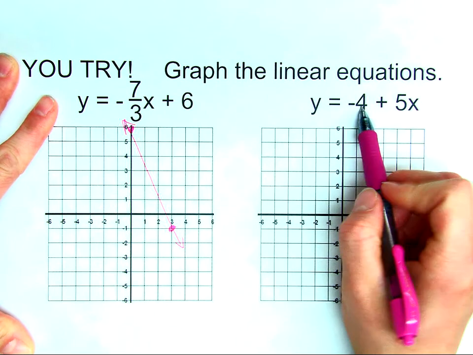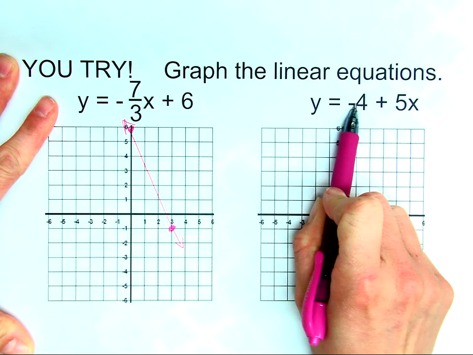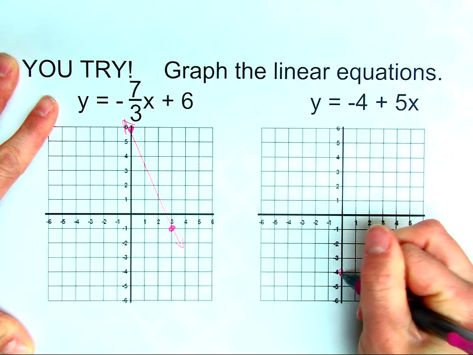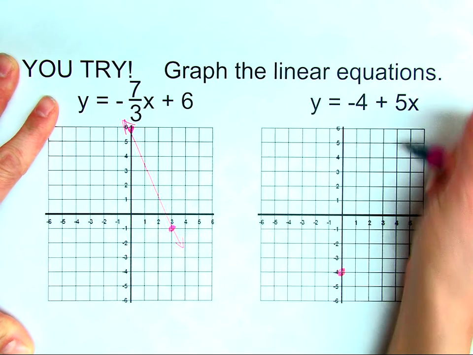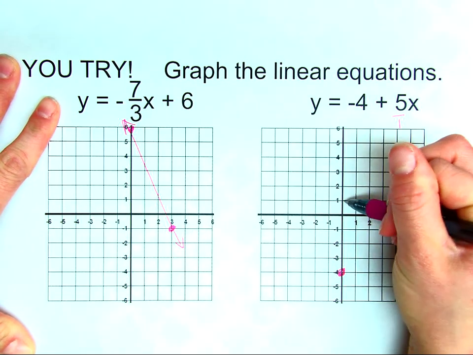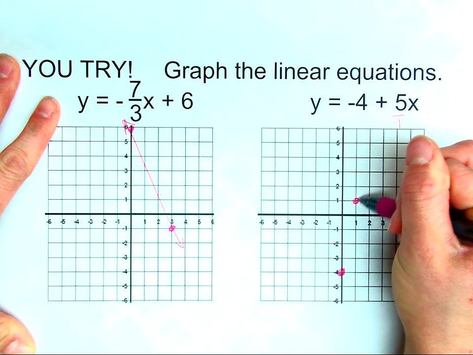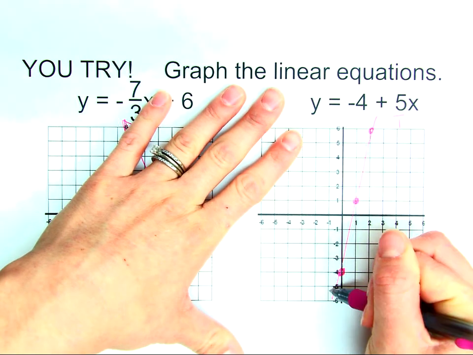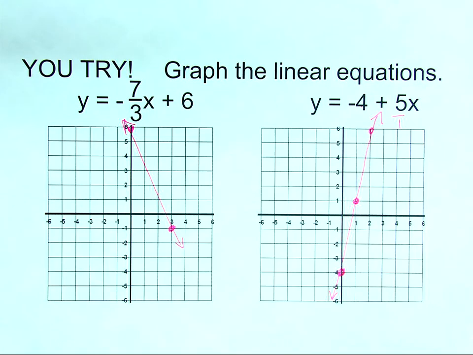Okay, here I tried to trick you. I switched these around. So your y-intercept is the -4. It's the number without the x. So go to your y-axis. Slope's 5/1. I can't go down 5, so I'm going to go up 5 and to the right 1. Up 5 to the right 1. Voila.